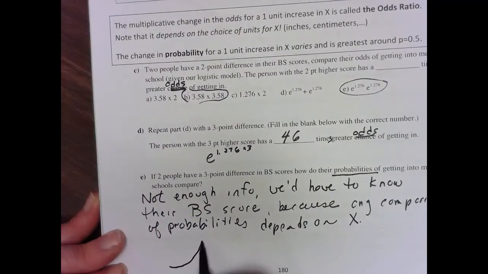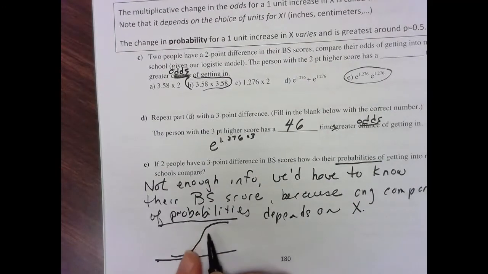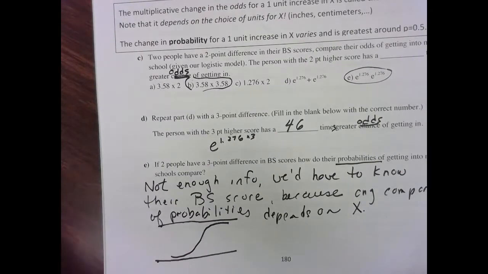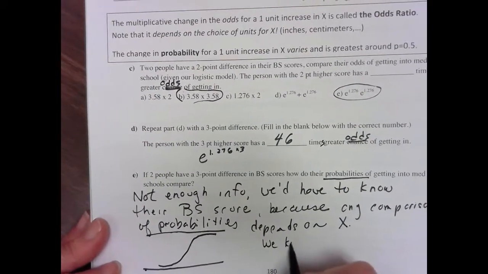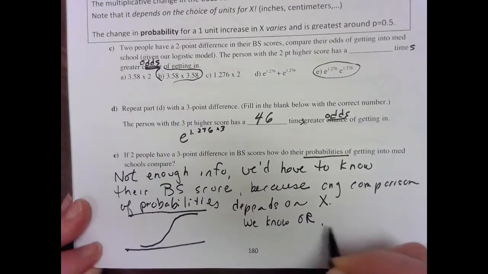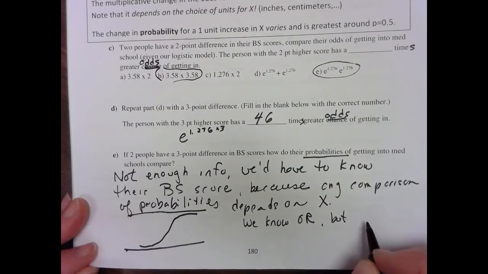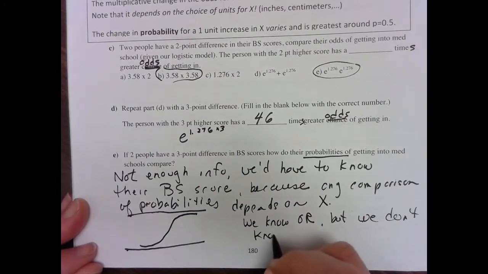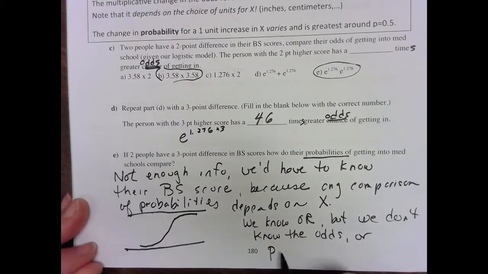Remember, what I'm saying is this. There's no easy way to just describe the change, to compare them. Because if you compare them up here versus here, it's going to be very different. Basically, when we know the odds ratio, that doesn't mean we know the odds or the probability. We don't know the odds or probabilities, or even the ratio of the probabilities.